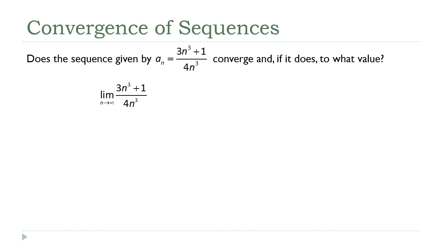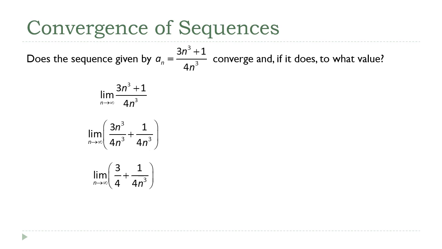Anytime you've got a rational expression and the denominator is a monomial, that's your lucky day, right? Because I can split it up into two fractions: 3n cubed over 4n cubed plus 1 over 4n cubed. All right, so now I can simplify the first one. I can cancel those n cubes, and that makes that first part of the expression just 3/4, and the 1 over 4n cubed stays the same.